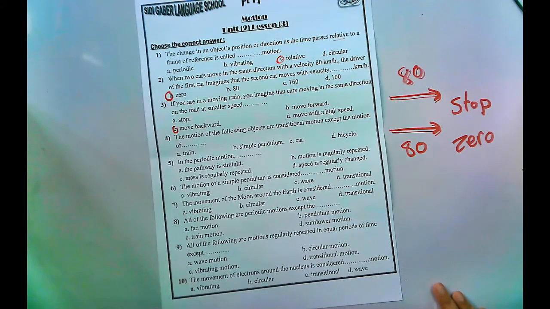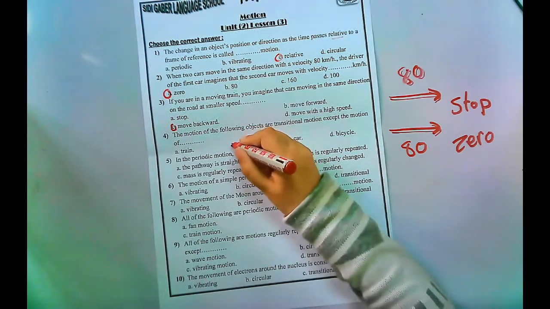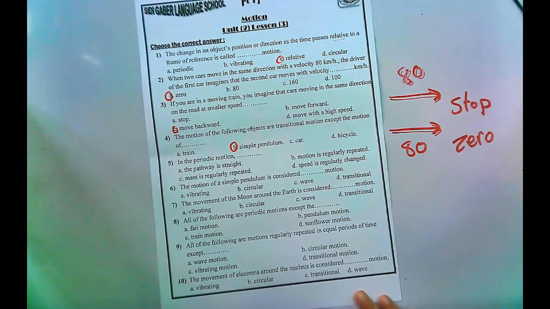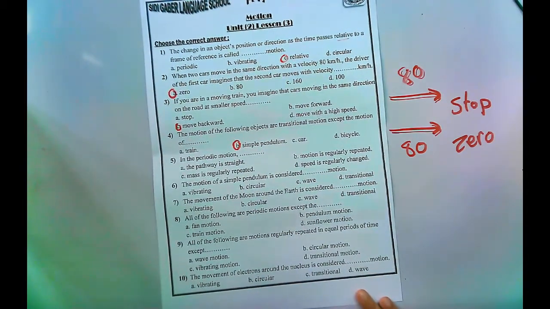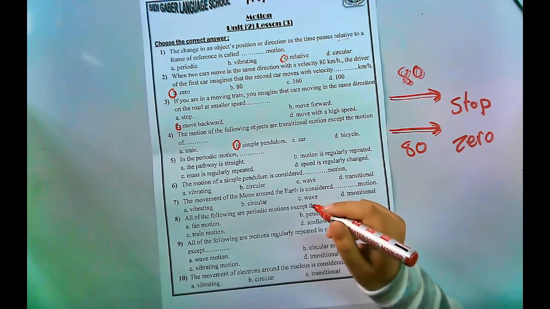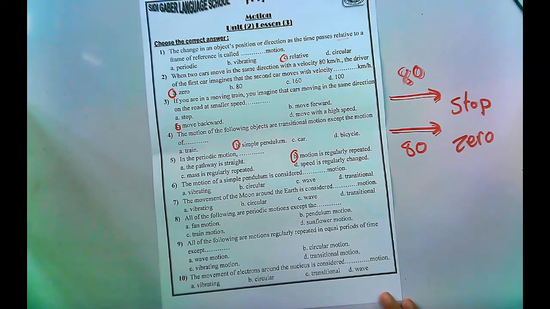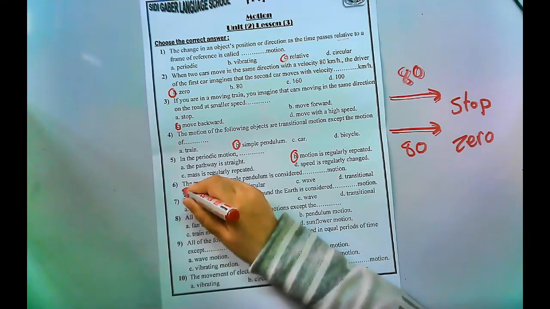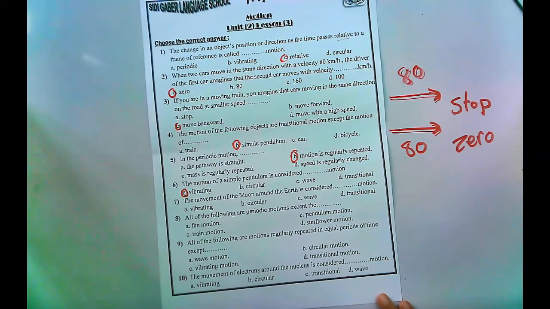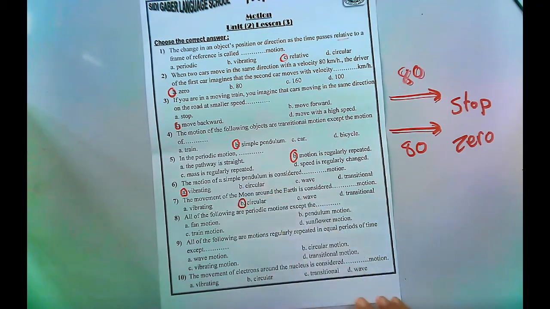The motions of the following objects are transitional motion, except the motion of the simple pendulum, because it's periodic motion. In the periodic motion, the motion is regularly repeated. The motion of the simple pendulum is of course a kind of periodic motion, but it is an example of vibrating motion. The movement of the moon around the earth is also periodic, and its type is circular motion.